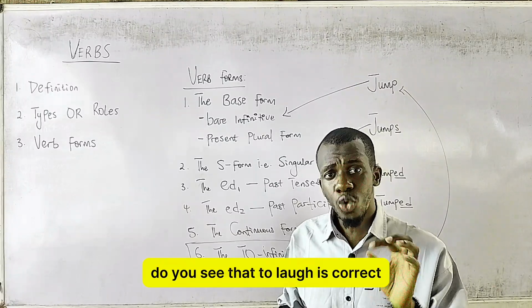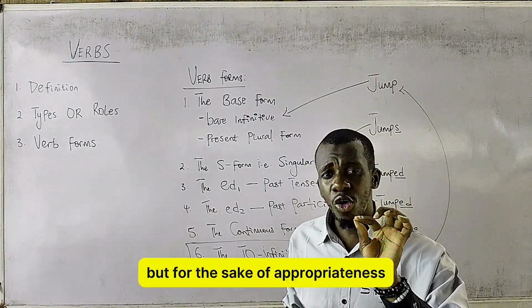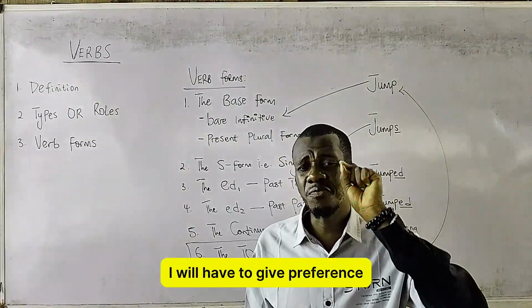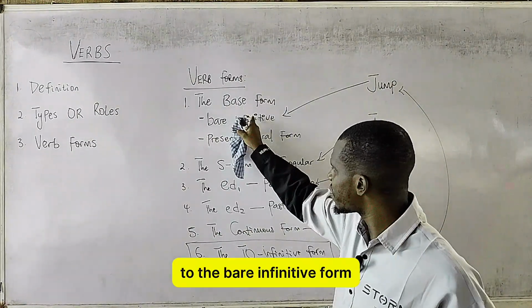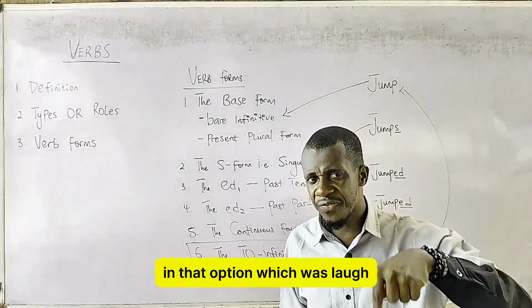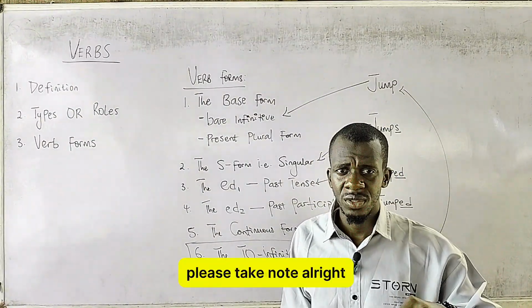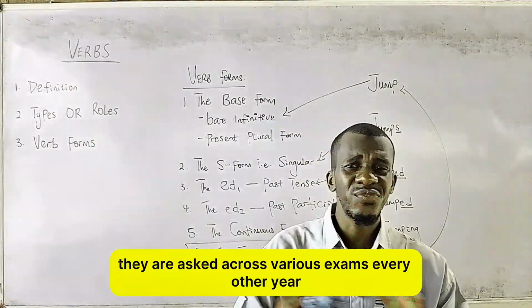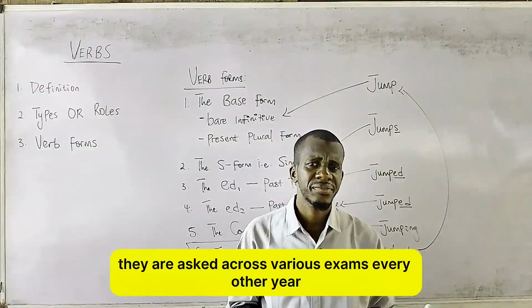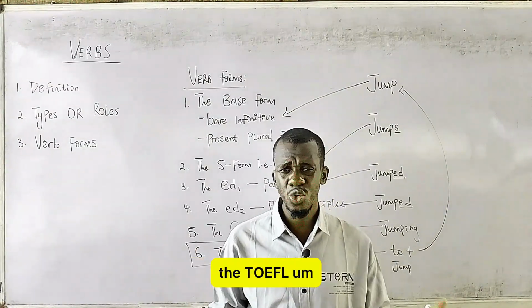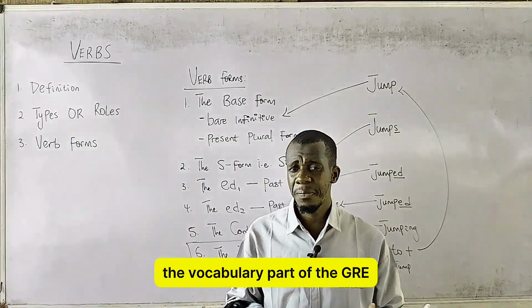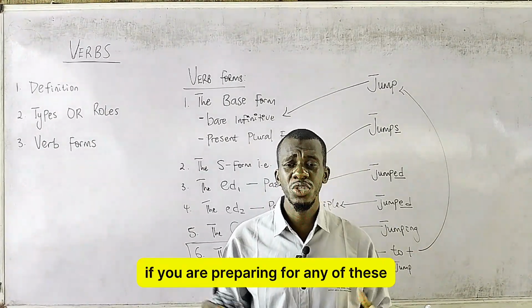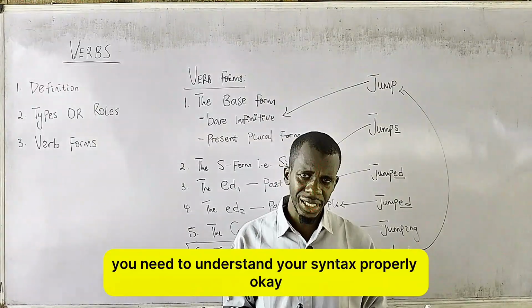Do you see that? To laugh is correct, but for the sake of appropriateness, that is what is more acceptable, I will have to give preference to the bare infinitive form in that option, which was laugh. Please take note. Questions on verb forms are numerous. They are asked across various exams every other year. So the IELTS students, the TOEFL, the vocabulary part of the GRE or the English part of the GRE, if you are preparing for any of these, you need to understand your syntax properly.